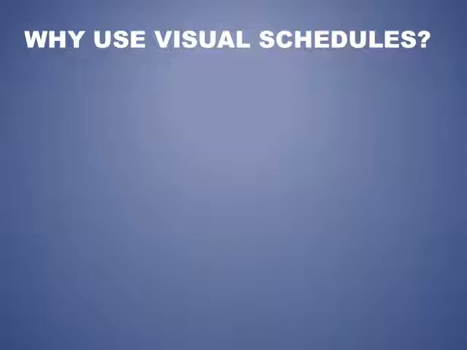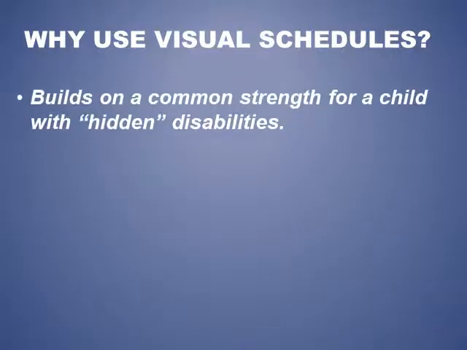Why use visual schedules? Well, one good reason is that a lot of research and articles show that it's considered best practice to use visual schedules for certain learners. It builds on a common strength for a child with hidden disabilities, such as ADHD, autism, and learning disabilities. And that common strength is their visual abilities. For many kids with hidden disabilities, their visual modality is stronger than their auditory modality. So if you were going to communicate information, doing it visually would definitely be a great idea.